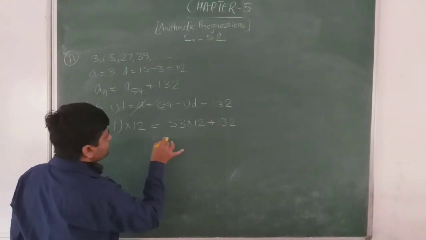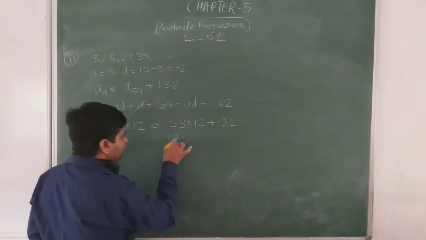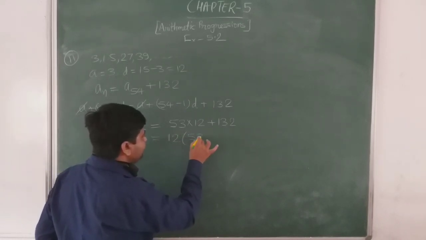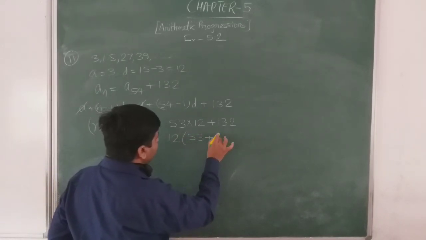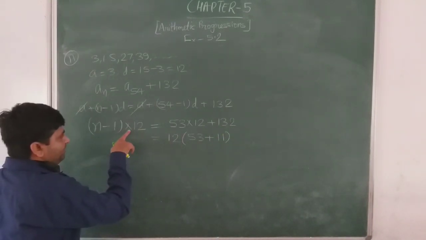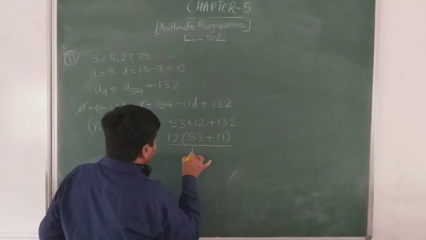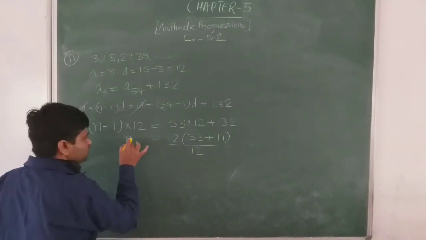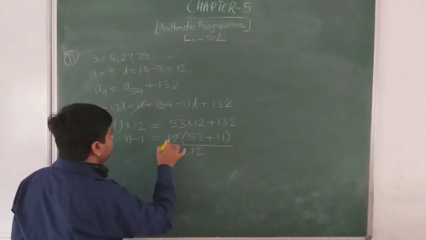So equals to, can we take common 12? Yes, तो 12 common. Here what is left? 53 plus 12 से इसको divide कर दीजिए. 12 1 12, 1 is left. 12 12 1 12. Now this 12 is here in multiply. If we shift to RHS, then it will go in divide. So n minus 1 equals to 12 से 12 cancel हो जाएगा.